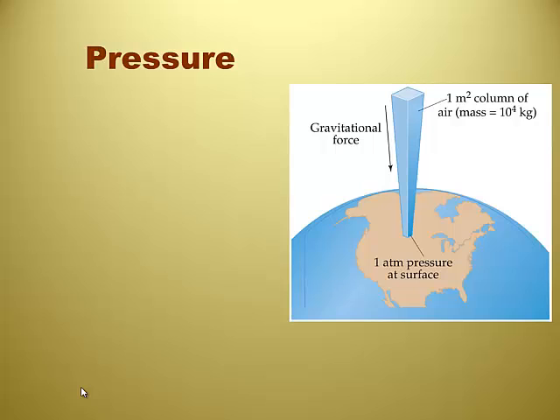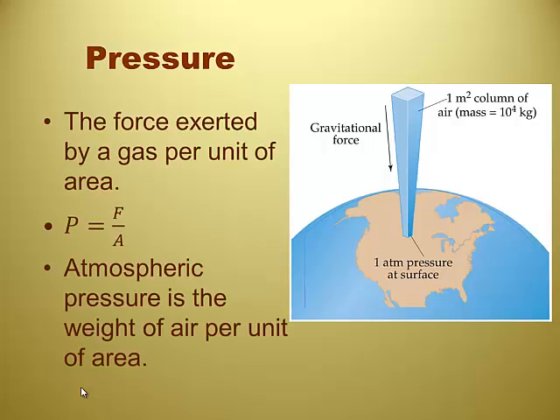Pressure. We're under a great deal of pressure from the air around us. It doesn't quite seem like it. It seems like the air should be light, but it actually extends pretty high above the Earth. Pressure is defined in scientific terms as the force exerted by something per unit of area. Atmospheric pressure is the force exerted by a gas per unit of area, so we get F over A, force over area. Pressure is proportional to the number of gas particles.